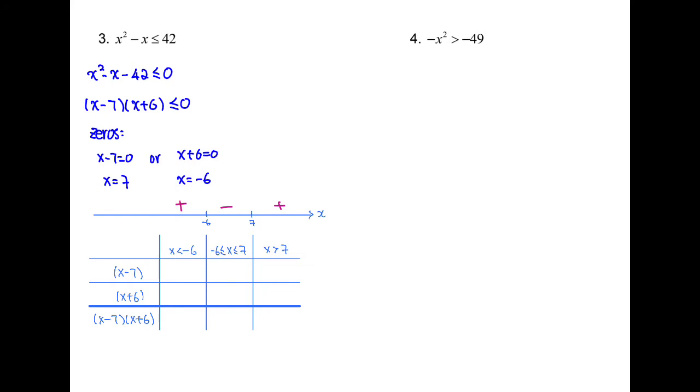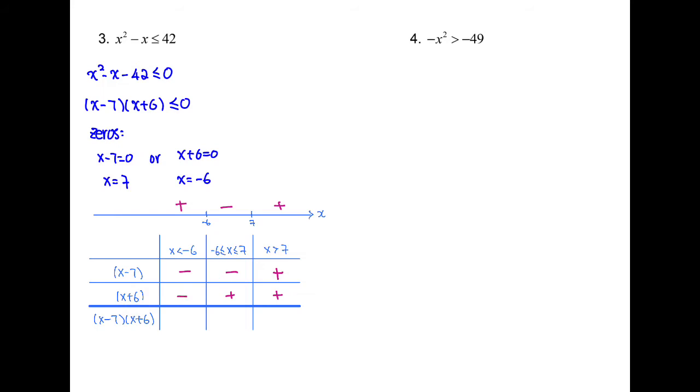Method 2, let's use the chart to find the positive and negative sign. So for the first factor, x minus 7, we know if x is greater than 7, the value inside the bracket will be positive. If x is less than 7, the value inside the first bracket will be negative. Next factor, x plus 6, we know if the x value is bigger than negative 6, the value inside the bracket will be positive. And if it's less than negative 6, the value inside the bracket will be negative.